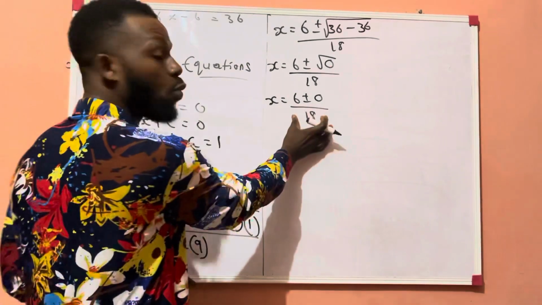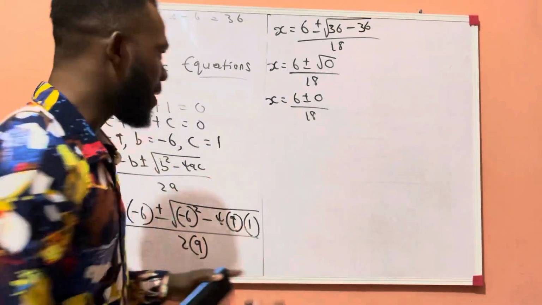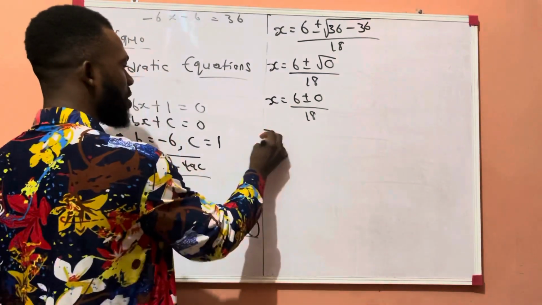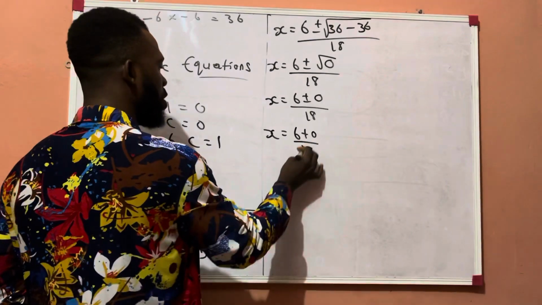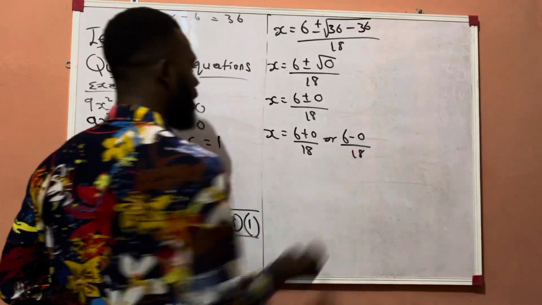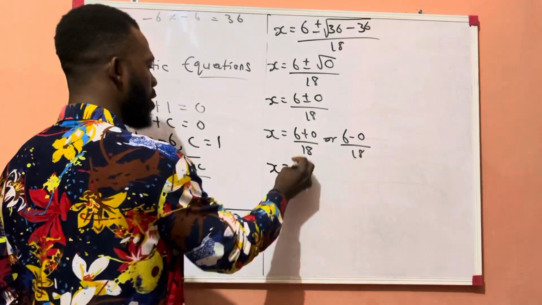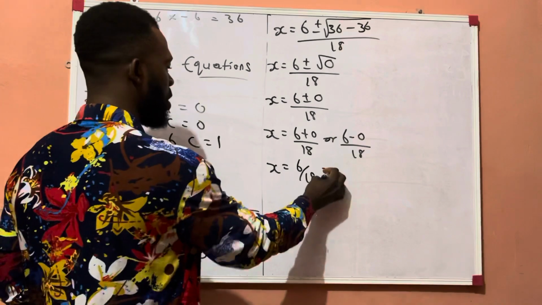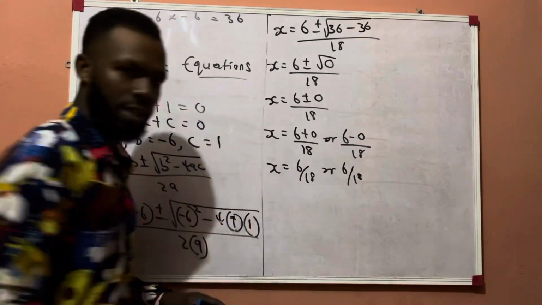So what did I say you will do when you get to this point? You separate. Now when you separate, you have this. X is equal to 6 plus 0 over 18, or 6 minus 0 over 18. Now when you do this, x is equal to 6 plus 0 gives us 6 over 18, or 6 minus 0 also gives us 6 over 18.